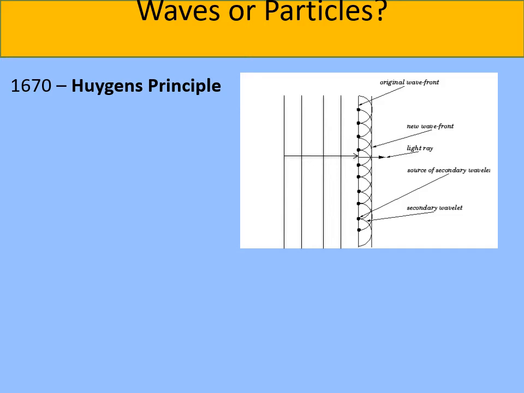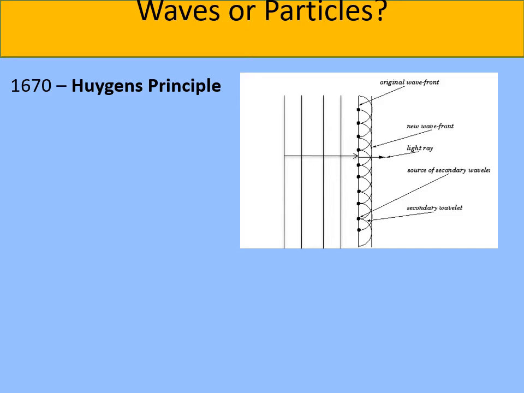In the 17th century, there was a pretty big battle raging between two views about whether light traveled as waves or particles. And this battle raged between two gentlemen. One was called Huygens, and in 1670 he thought that light was made of waves. So he said every point on a wavefront is a point source of a secondary wave.